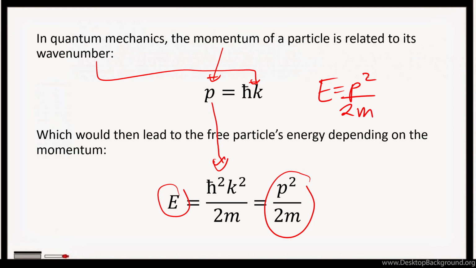This is actually similar to the relationship between momentum and energy for classical Newtonian mechanics. So for a free particle, yung energy niya, it depends on the momentum squared over 2m. So this is now the relationship between the energy and the wave number for a free particle in one dimension.